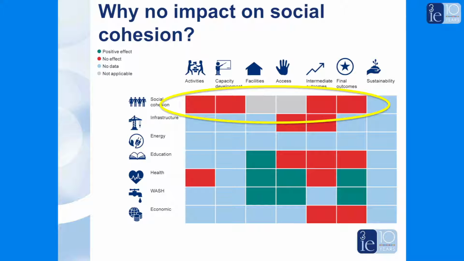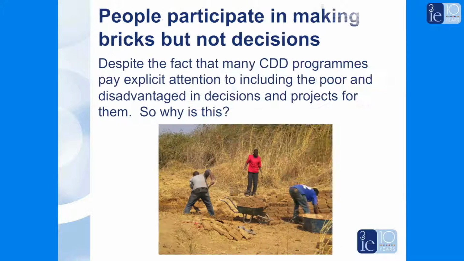So why is it that there's no effect on social cohesion? Borrowing from one of my lead co-authors, Howard often says this: people participate in making bricks, but not decisions. One of the big assumptions in CDD is that you expect the entire community to participate in the program, but does that happen?